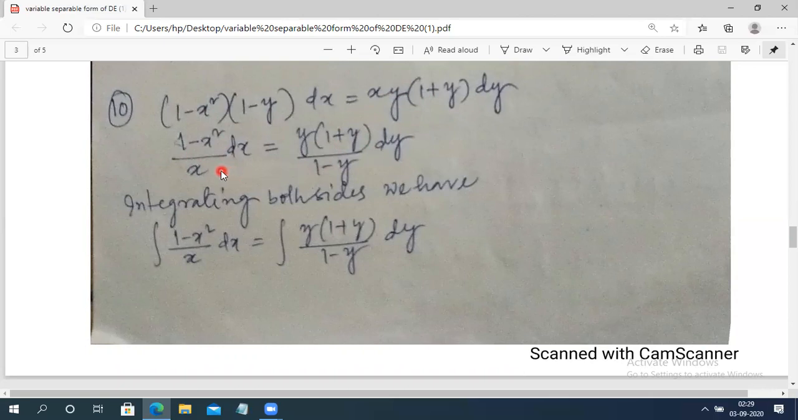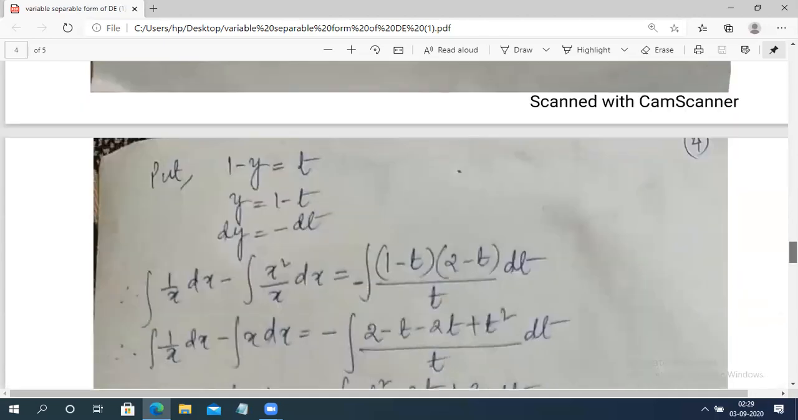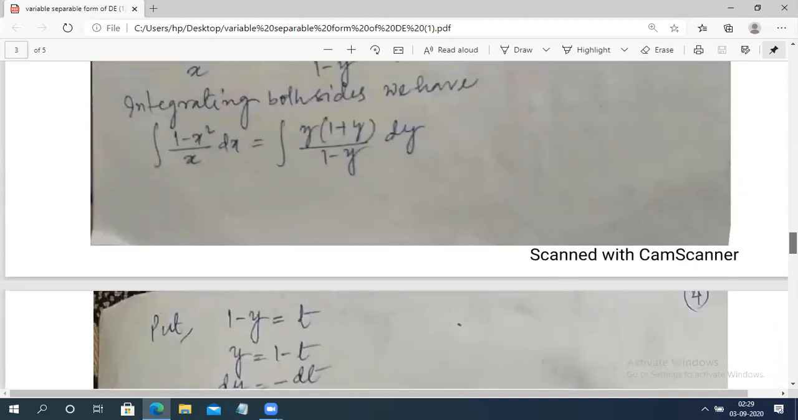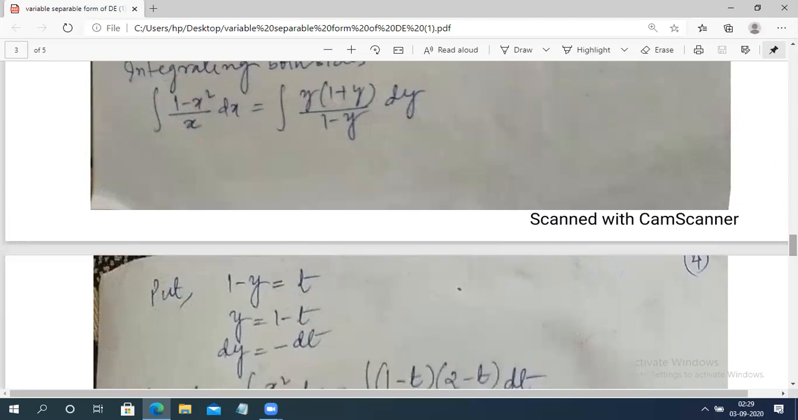To get the solution, we have to integrate both the expressions. Just integrating both sides, we can see that on the left hand side the integration is very easy because 1 minus x square by x can be written as 1 by x minus x dx. When we integrate 1 by x we will get log of x, and when we integrate negative of x dx we will get x square by 2. The problem is here in the right hand side.